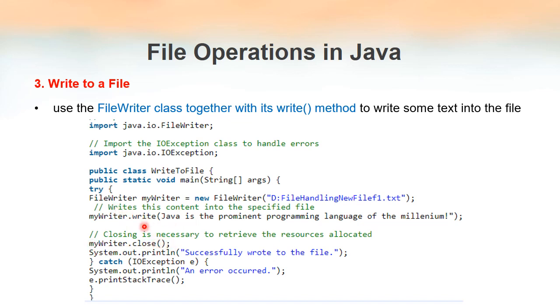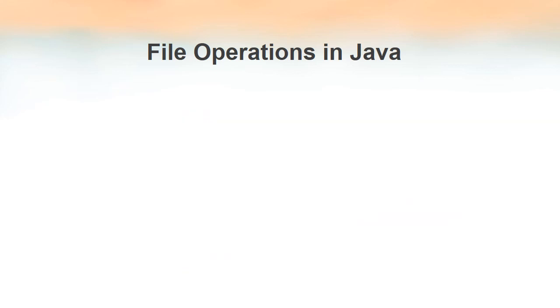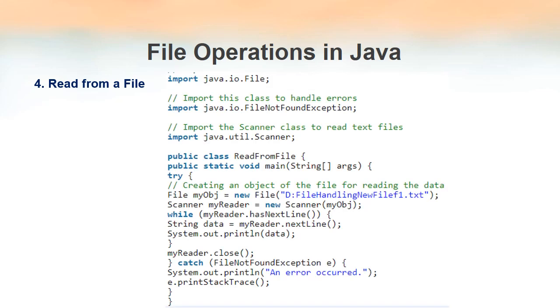Then we have closed the file. We have closed the FileWriter. So myWriter.close means we are closing the FileWriter. Then these are something related to exceptions. The last operation on a file is to read some contents from a file. So we will see an example directly.